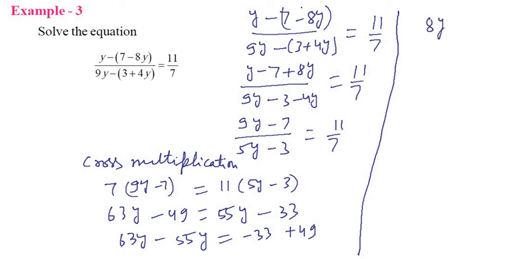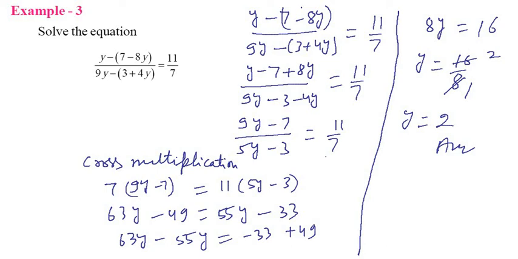And here is the 5. 5 minus 5 is 0. So that is 8y. And here is 49 minus 33. So 9 minus 3 is 6, it becomes 6, and here 4 minus 3 is 1. So y will be equal to 16 upon 8. So 8 ones are 8 and 8 twos are 16. So y is equal to 2. So that is your answer.